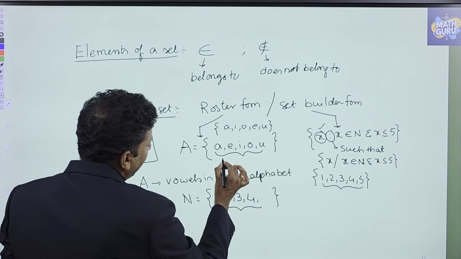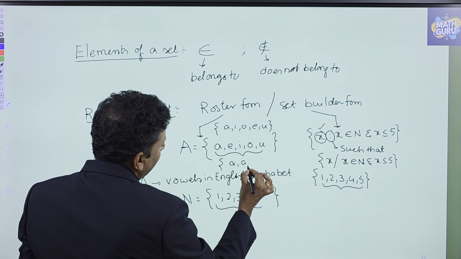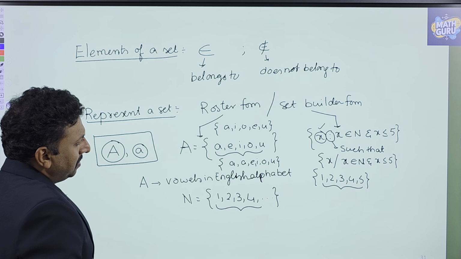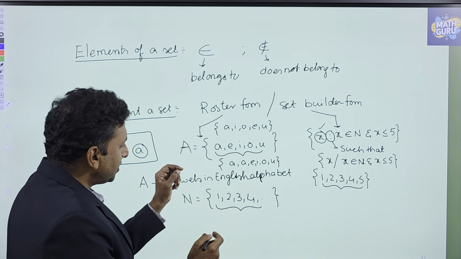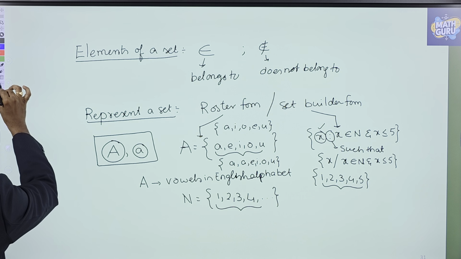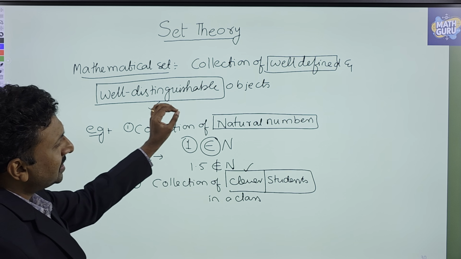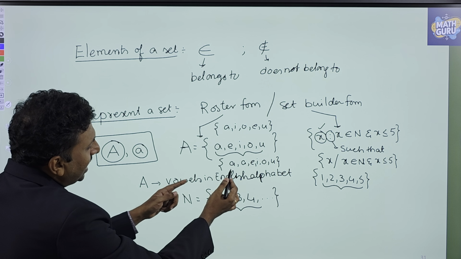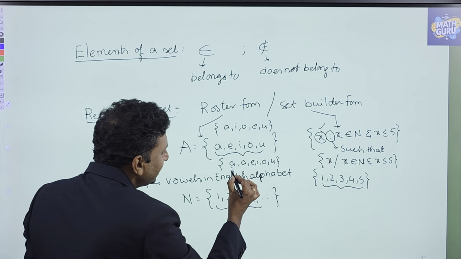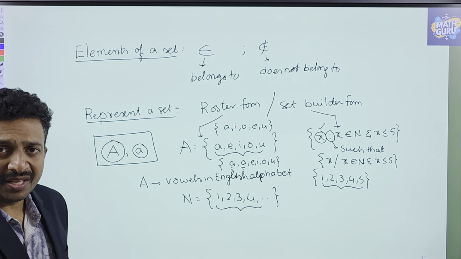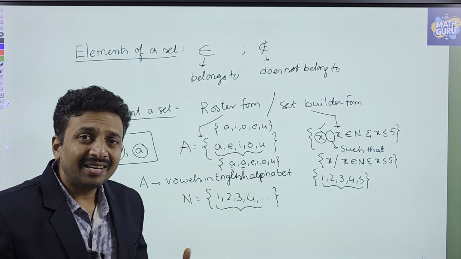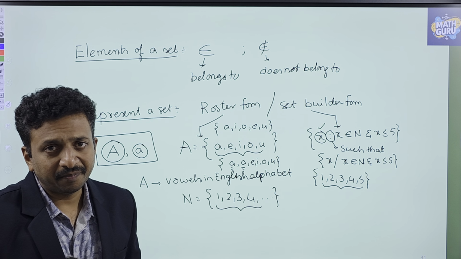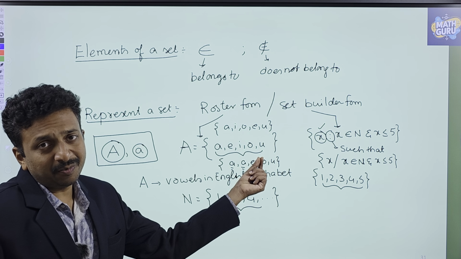For example, you don't write AEIOU. Okay, so because as we have said, the elements of the set have to be well distinguishable. If you write the set with a repeated element, what is the distinguishability between these two elements? These two elements are not distinguishable. So a set should not contain two elements which are indistinguishable. Okay, so the elements have to be distinguishable.